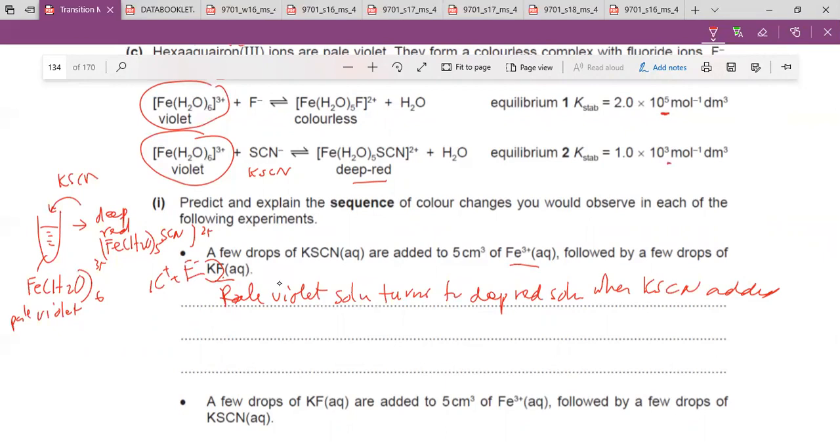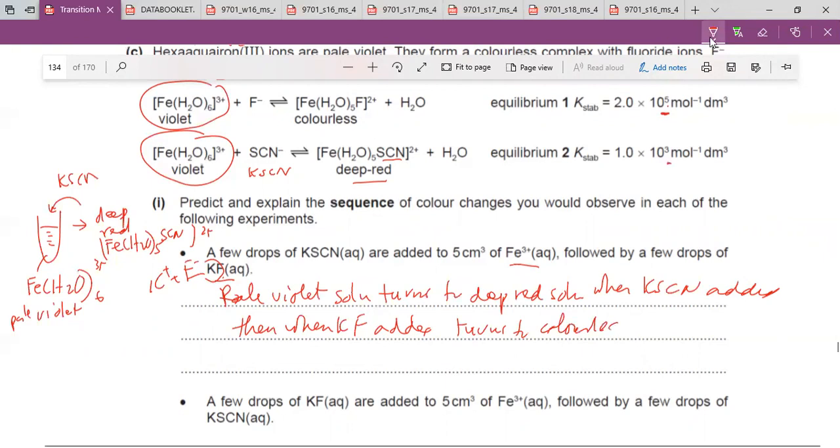Of course, now this is stronger, right? So when KF is added, what happened? It will kick out the SCN. It will turn to what? To colorless. Yeah. Okay, I see the answer.